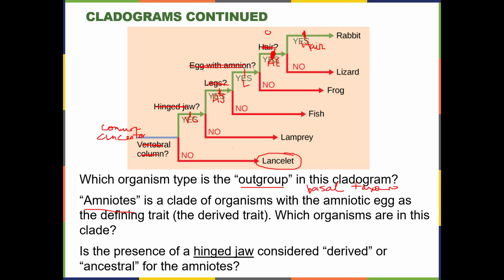Almost like if you take a pair of scissors, if this was a real tree, and you cut right here at the derived trait, whatever branches fall off, whatever's on the ends of those branches, that's in the group. So for the amniotes, you cut the tree conceptually where the trait appears, and everything that falls when that branch is cut is part of that clade. So rabbit and lizard are in that clade.